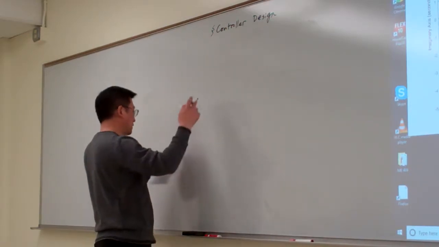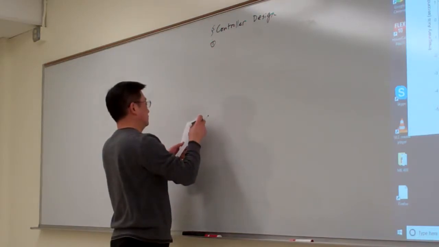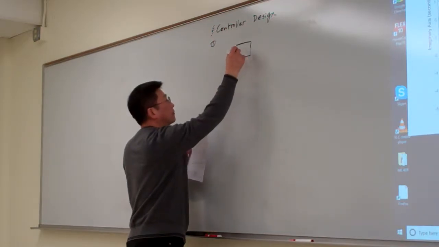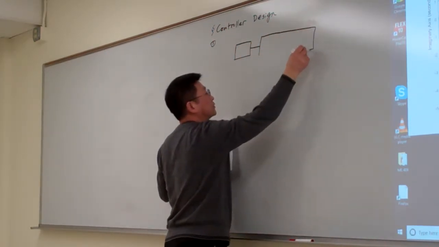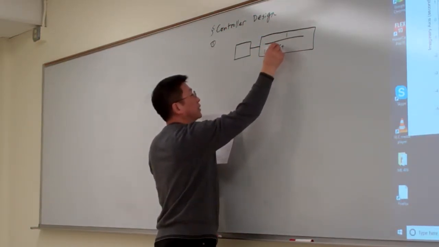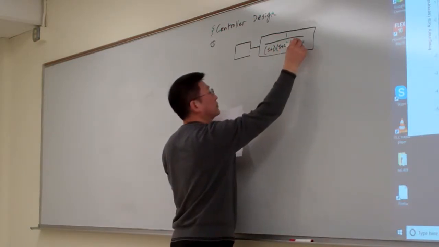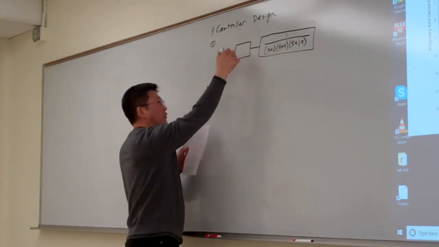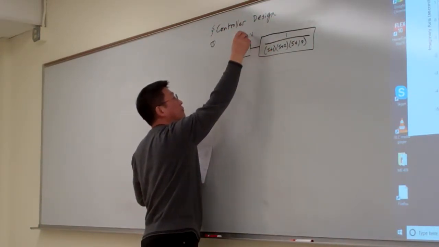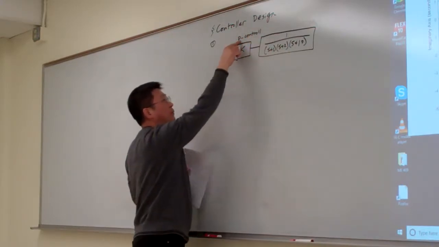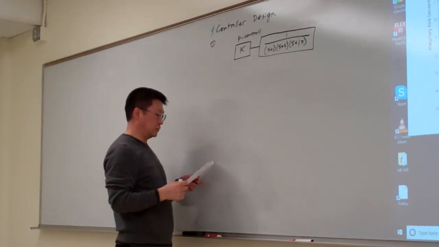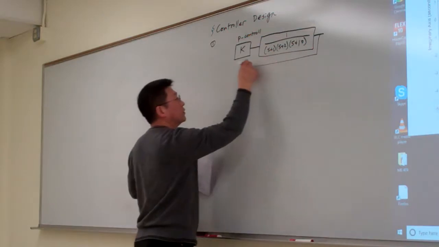The first one is, so this is our system: s+1, s+2, and s+10. And here we place our controller. So here is K. This is our P control. P means proportional control, or sometimes people refer to it as position control. And then we take the unity feedback here.